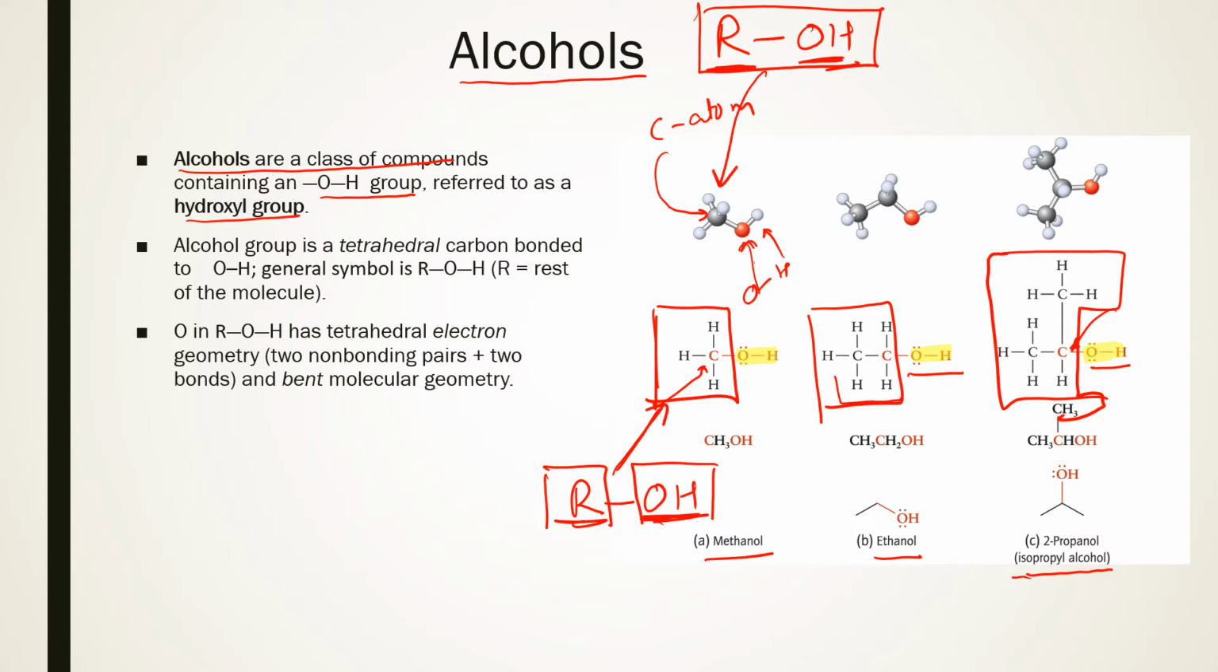Another thing to notice here is that the geometry around the OH group is bent. As you can see, this is a bent geometry just like the one we find in the water molecule. The angle here is also 109.5 degrees. So all alcohol molecules, or functional groups, have bent geometry.